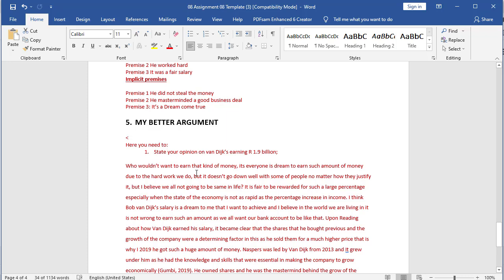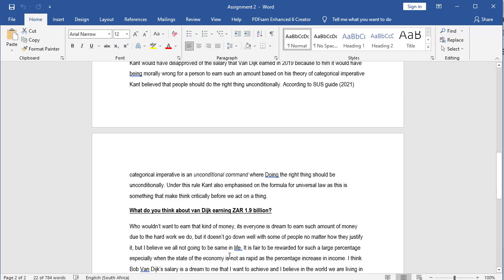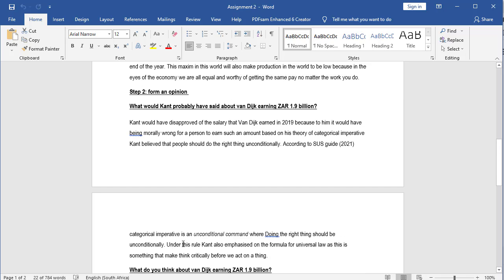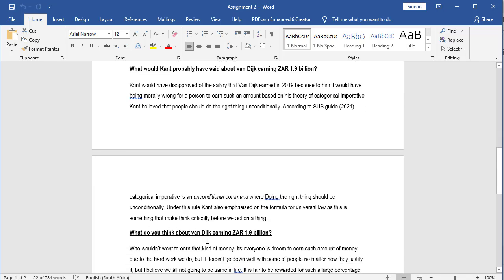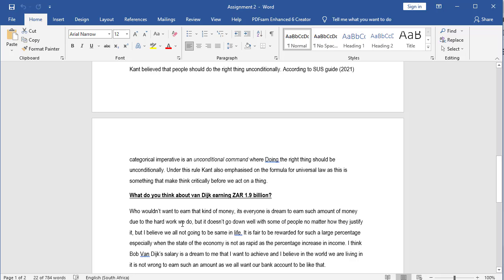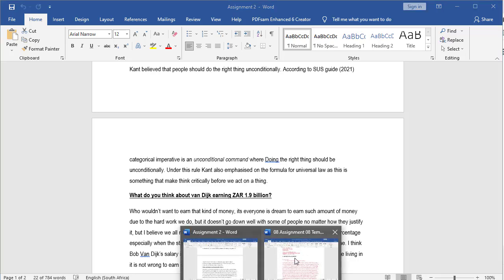State your opinion of Van Dijk's earning. Remember, you have already done this on your assignment number 2. If your assignment number 2 was good, you paste your work here. It actually is the question. That is the question from assignment number 2. You see? What do you think of the payment? This is your opinion. They just changed the single word. What do you think of it? This is the opinion that they want on this assignment.